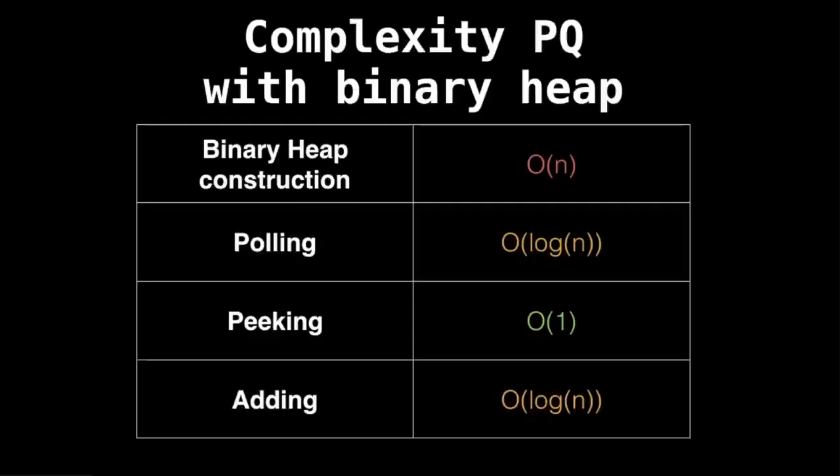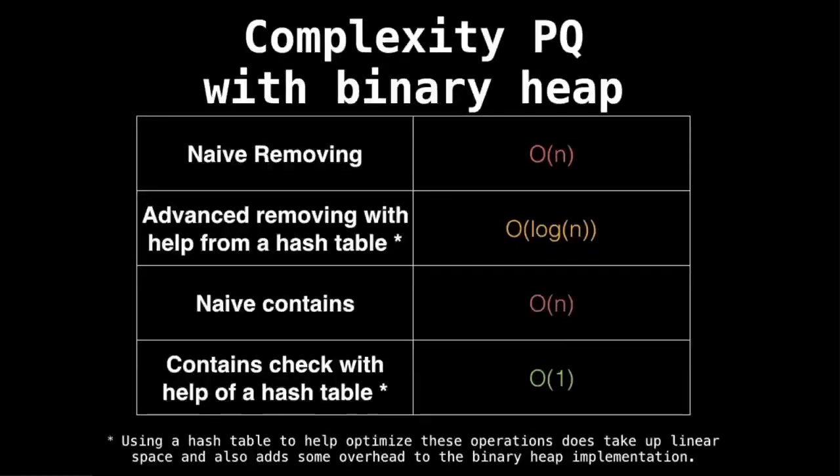So peeking or seeing the value at the top of our heap can take constant time, which is really nice. Adding an element to our heap takes logarithmic time, again because we possibly have to reshuffle the heap by bubbling up the value, as we will see in a later video. Then there are a few more operations we can do on priority queues. So removing an element which is not the root element.